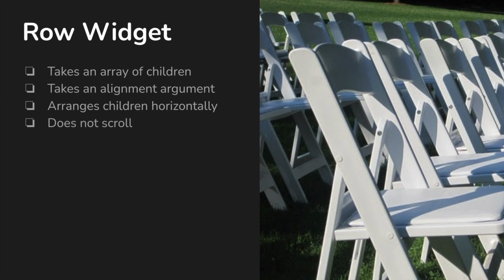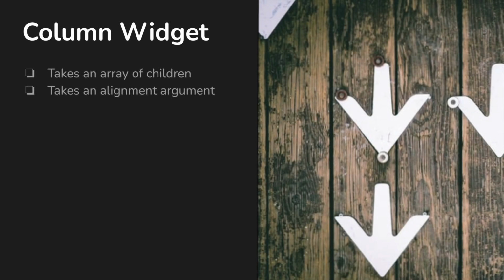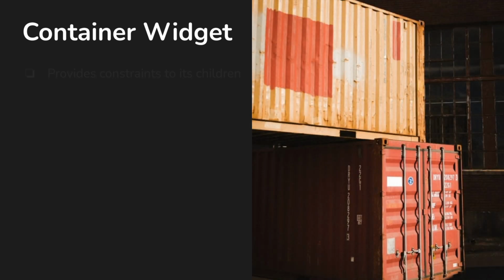The column widget takes an array of children as well. It also has an alignment argument, but the column widget arranges its children vertically, and it does not scroll.